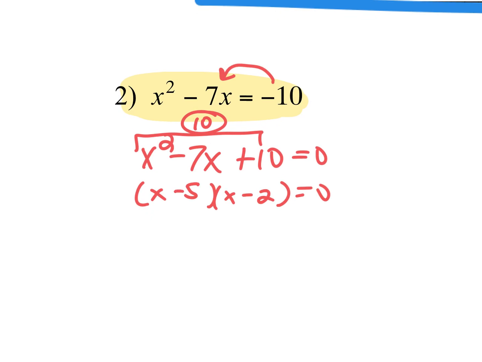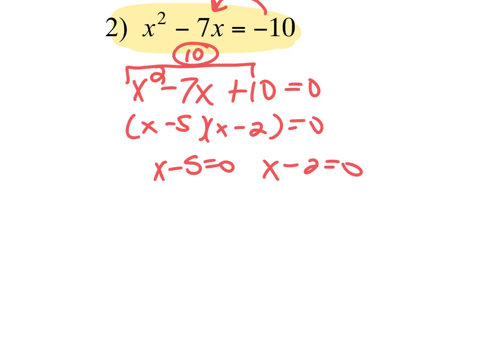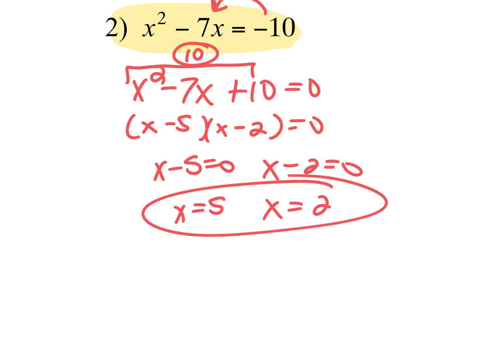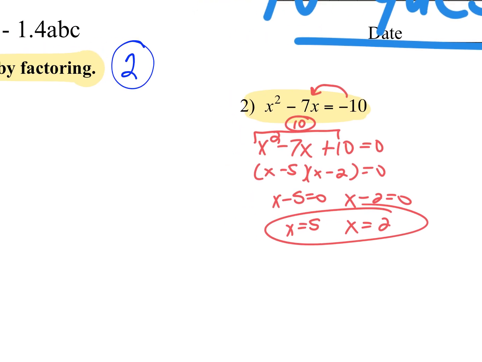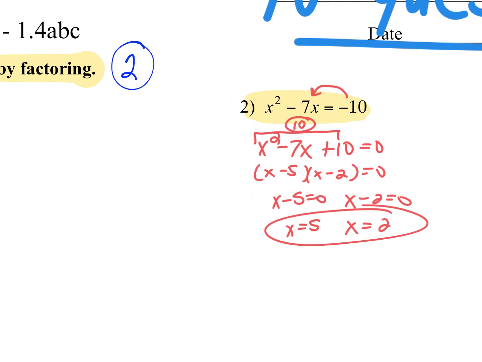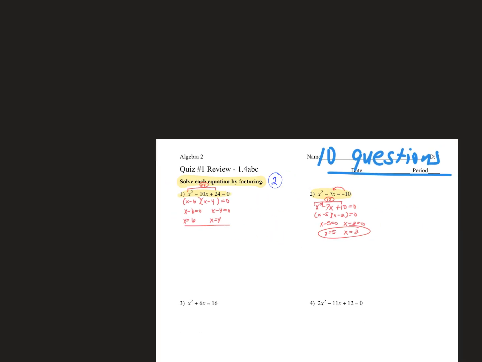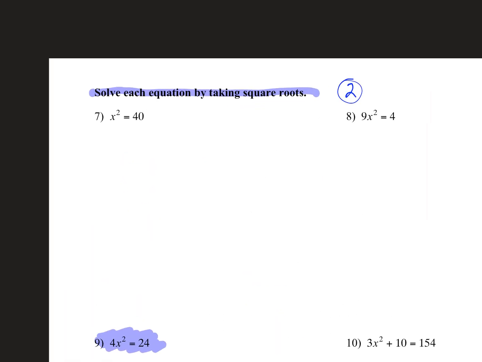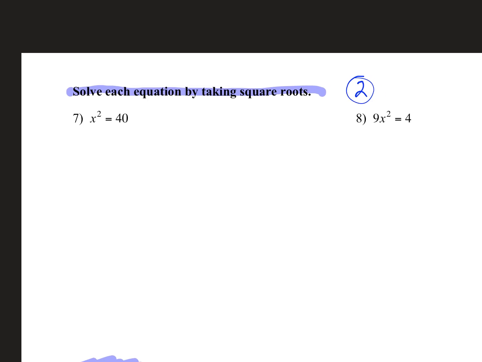And then what do you do with each parenthesis? You set it equal to 0. So what does x equal in the first one? X equals 5. And what does x equal here? 2. Perfect. That's it. How many questions do you get? 2. Okay, there's 2 that say solve by factoring. Then there's going to be 2. Again, you guys can practice all these. But then there's going to be 2 that say solve each equation by what?